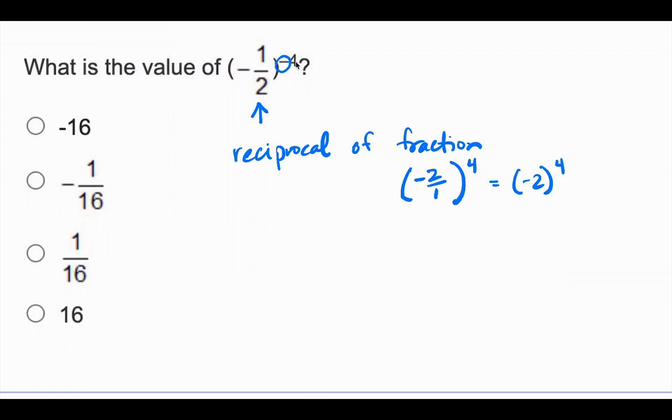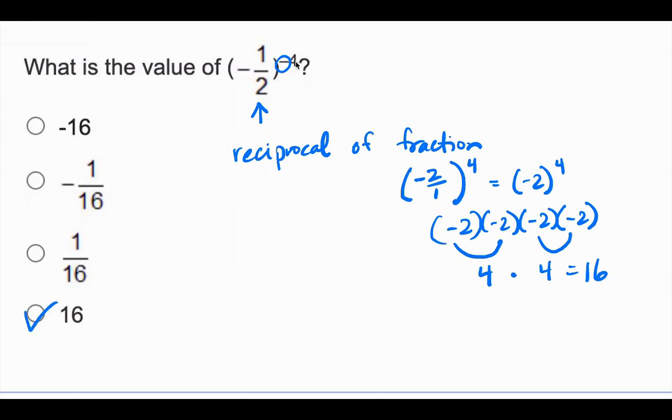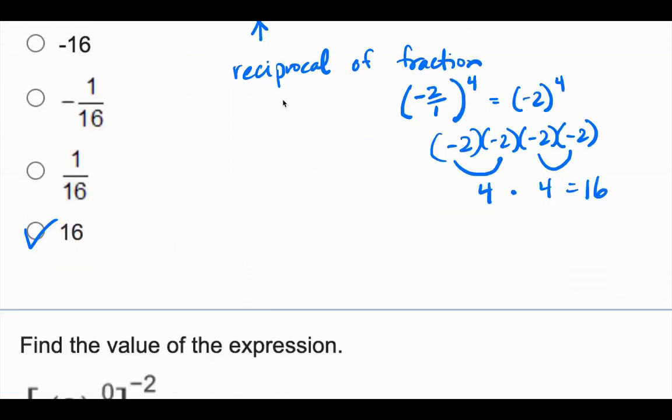And negative 2 to the fourth power is negative 2 times negative 2 times negative 2 times negative 2. Well, negative 2 times negative 2 is a positive 4. Negative 2 times negative 2 is a positive 4. And 4 times 4 equals a positive 16. So make sure you're keeping track of the negatives. If you have a negative taken to an even power, you're going to have a positive result. If it's a negative in the parentheses taken to an odd power, it will be negative. And remember that reciprocal to get it right.